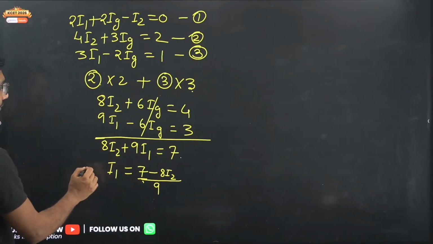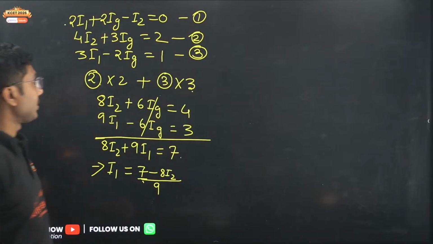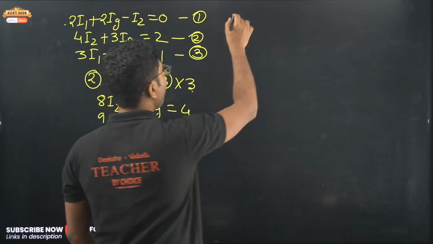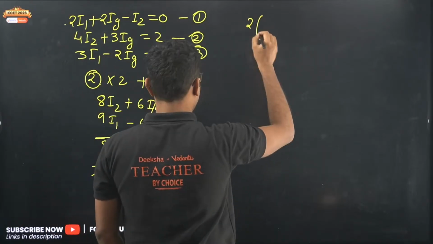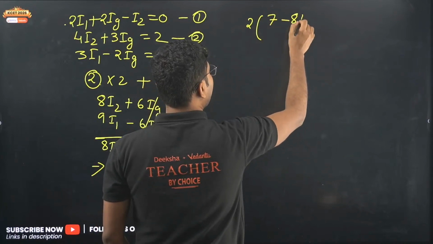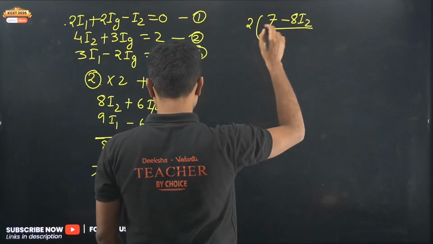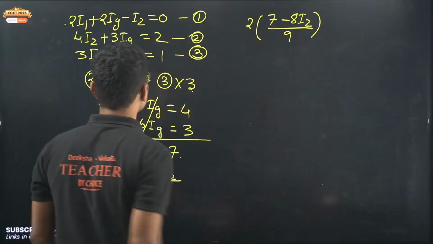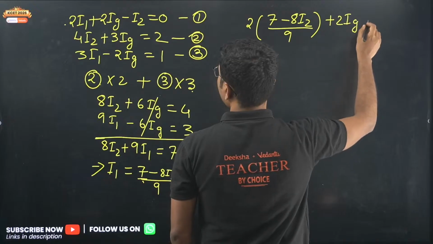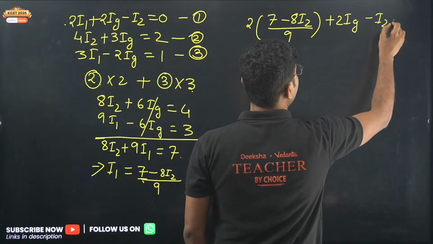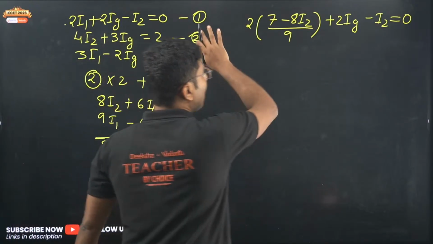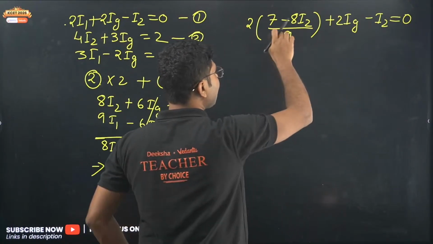Now we will use this I1 value in the top equation, which we have not yet used, and we get 2 into (7 minus 8 I2) divided by 9, plus 2 IG, minus I2 equals 0. One good thing about the top equation is that the right hand side is 0. So now multiply every term by 9 so that the 9 can be removed.